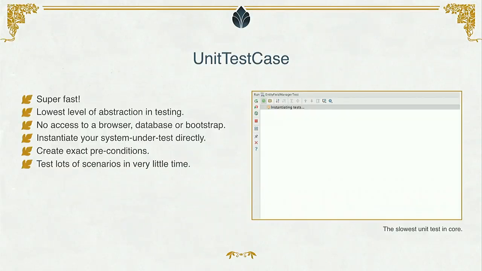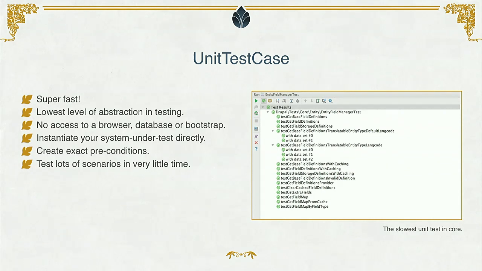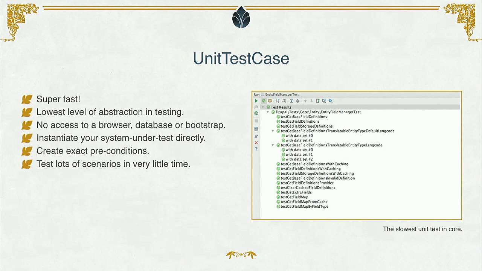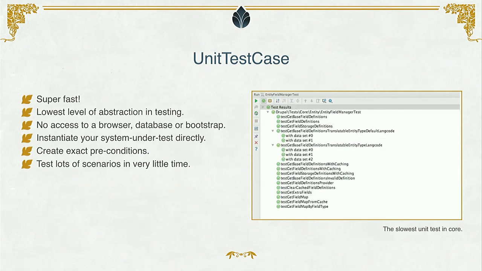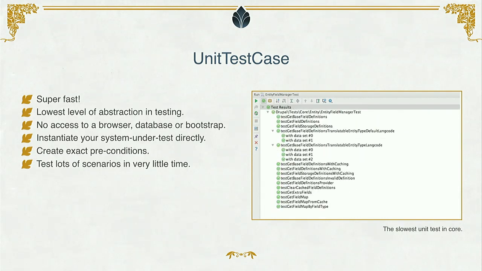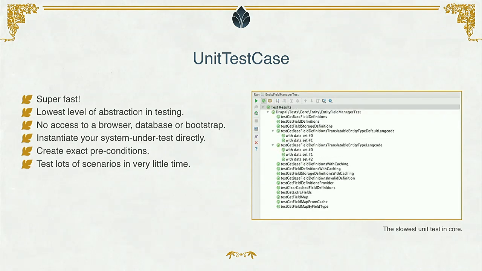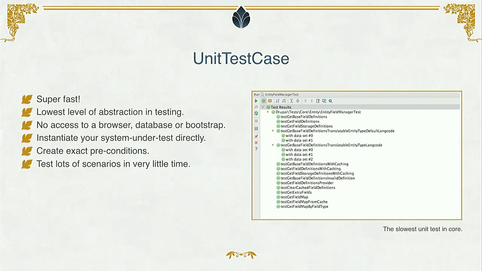So the last one is unit test case. And this is incredibly fast, right? It's the lowest level of abstraction in testing that you'll encounter. And it does away with the concept of a Drupal database. You don't have any of that context. You've got no web browser. It's super fast, and you instantiate the classes and the units that you're testing directly inside the test, right? So you know about the implementation of your particular unit. You're going to do things like pass dependencies, call methods.